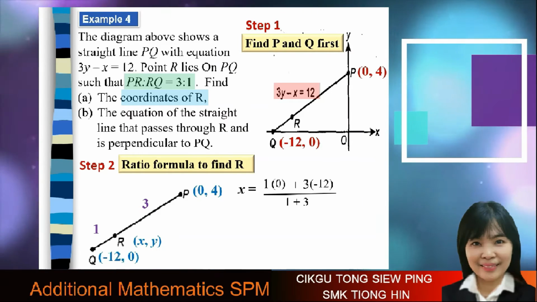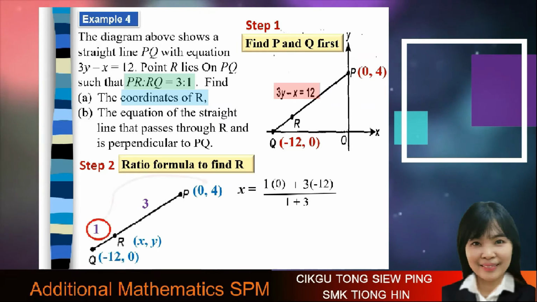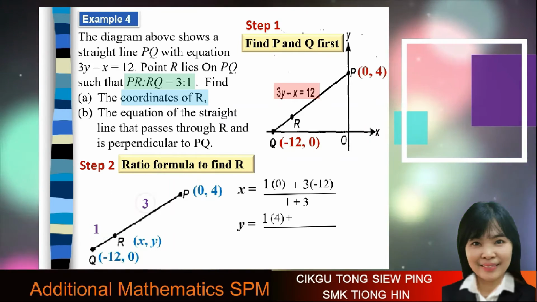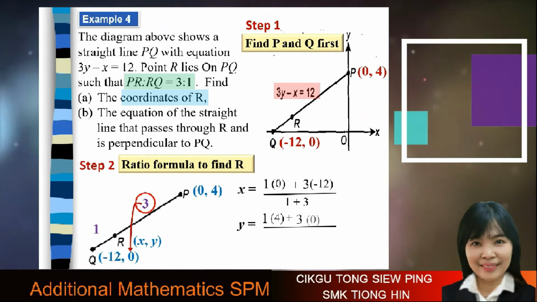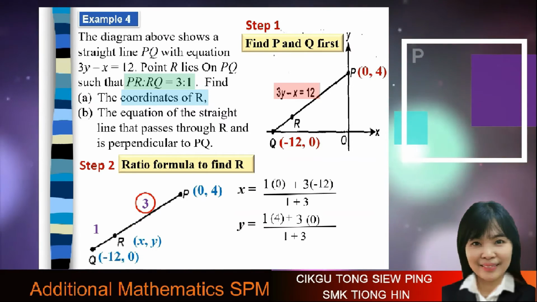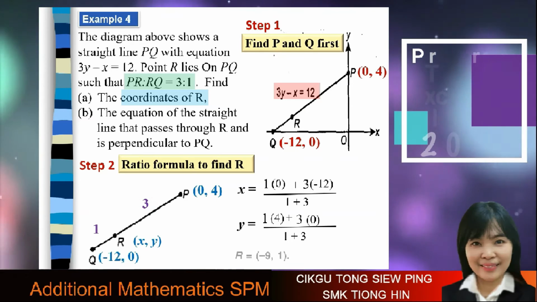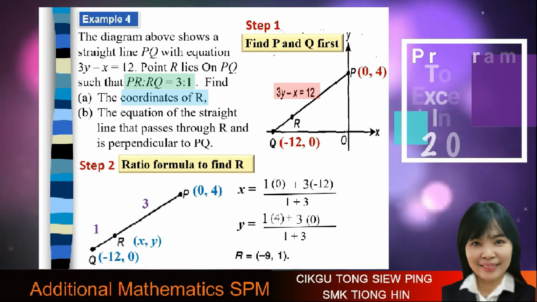We repeat the same step for the y coordinates. 1 multiplied with 4 plus 3 multiplied with 0 here. Then divided by 1 plus 3. And we get the coordinates of R to be -9 and 1.